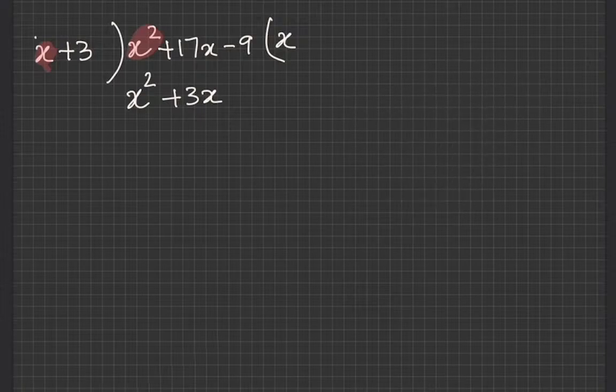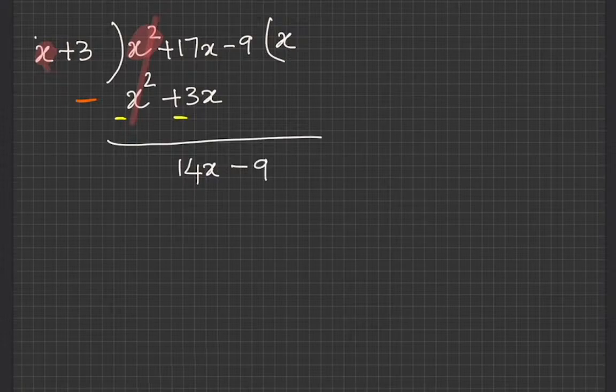Now I'm going to subtract this, and because I'm doing subtraction, I'm going to change the sign. The sign of x squared is positive, so this is going to become negative. The sign of 3x is positive, so this is going to become negative 3x. Now x squared gets cancelled, and I have 17x minus 3x, which gives me 14x. Now I bring down negative 9.